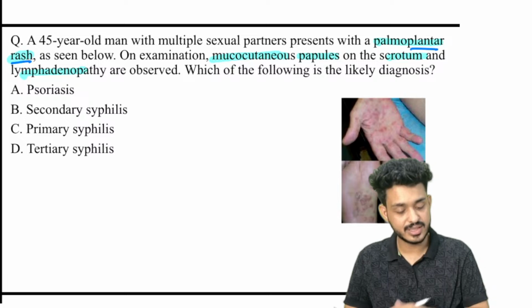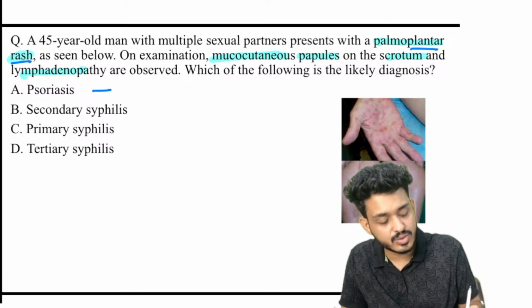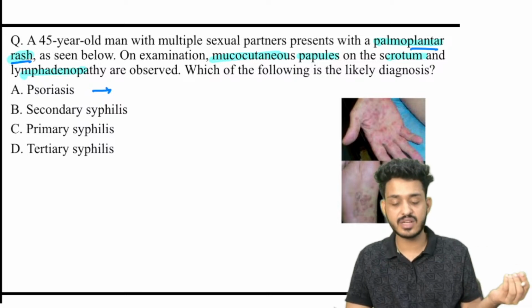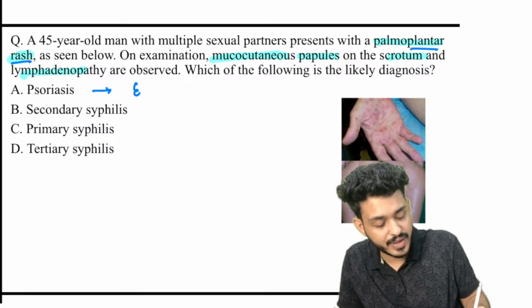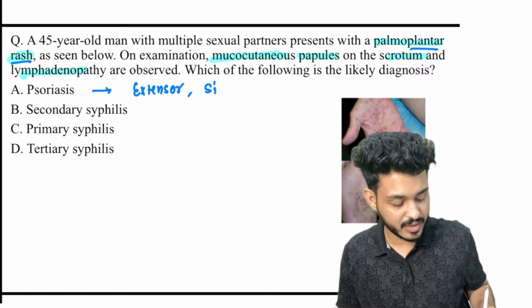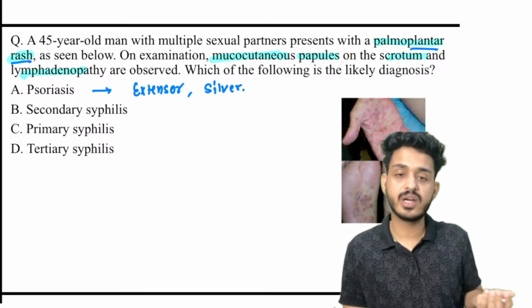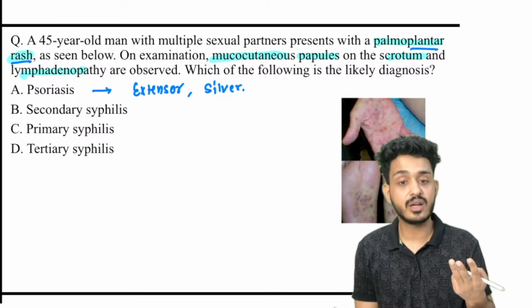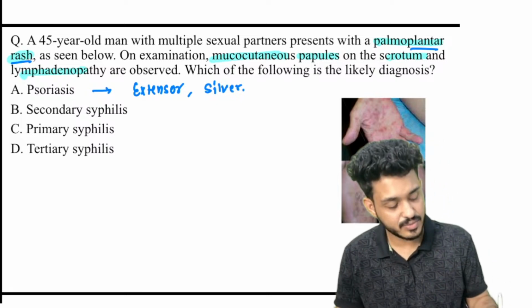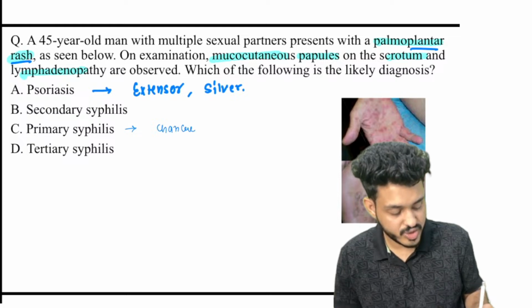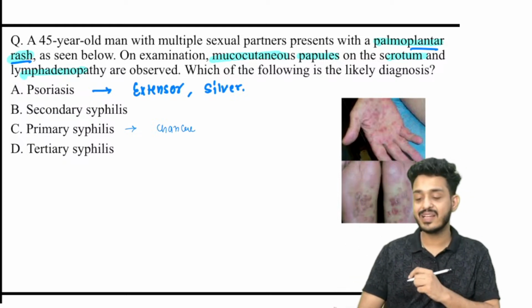Remember guys, psoriasis, is this the extensor surface or inverse surface? This is inverse surface. Psoriasis is generally a feature of extensor surface, with silver white scaling. There is nothing like that here. So it is from primary, secondary or tertiary syphilis. Primary syphilis, what will you find? Primary syphilis will be having chancre.